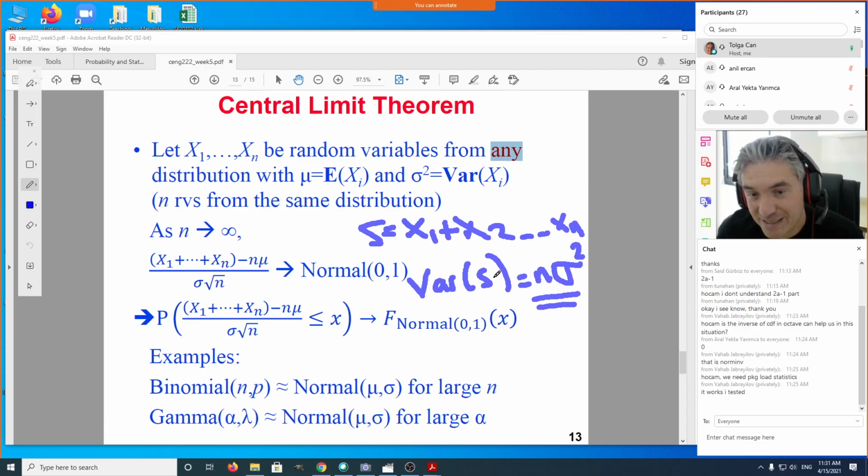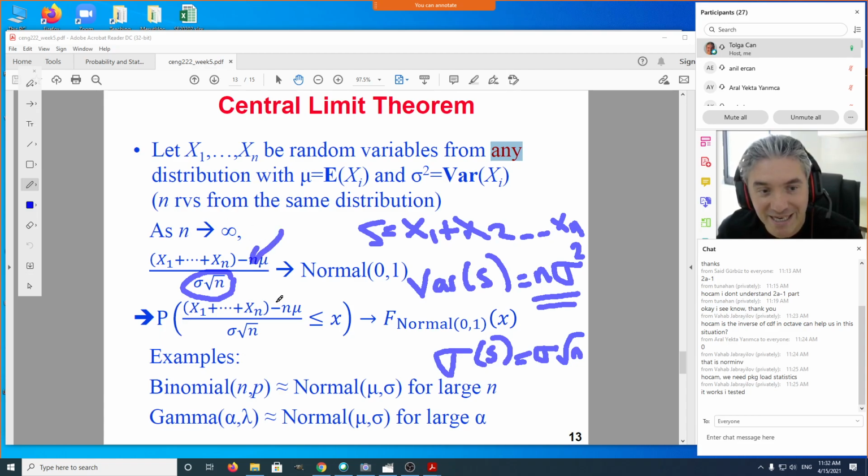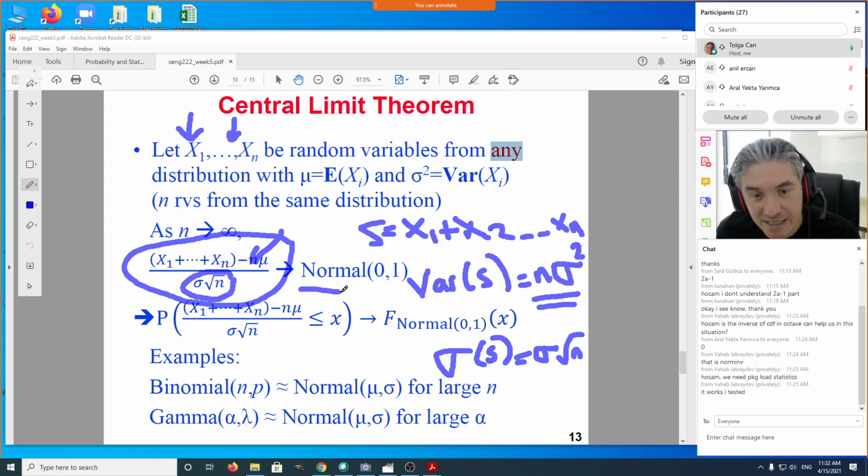If the variance of S is this, what is the standard deviation of S? It's going to be the square root of this thing, which is sigma square root of n, or square root of n sigma. They are the same thing. So if you divide by the standard deviation of the sum and subtract the expected value of the sum, in other words, if you standardize the sum, no matter what the underlying distributions of these individual variables are, what you get at the end is always standard normal.